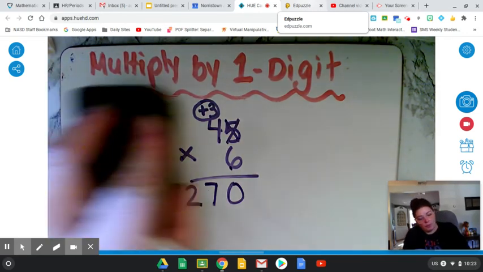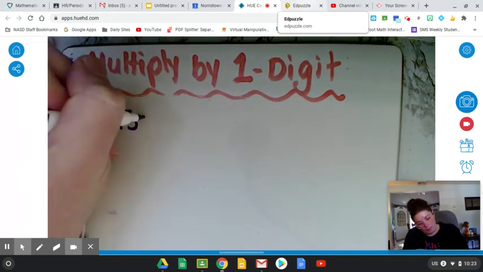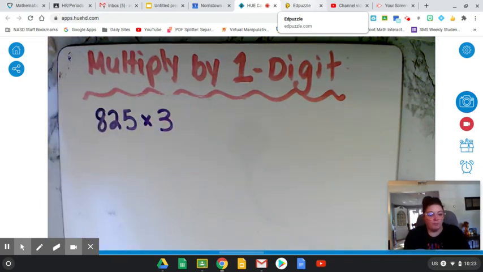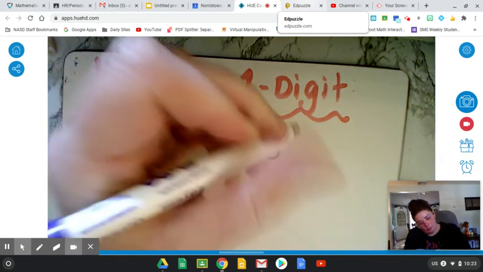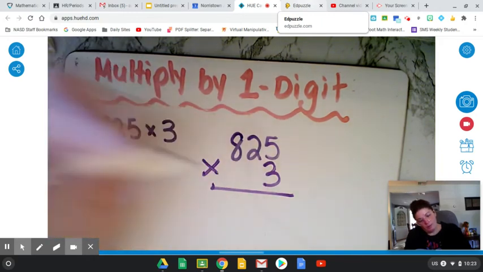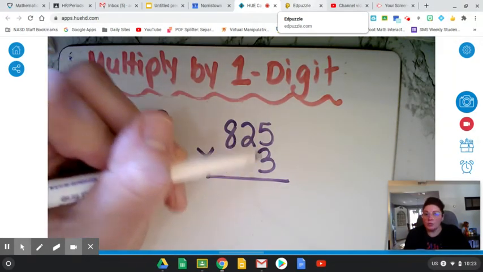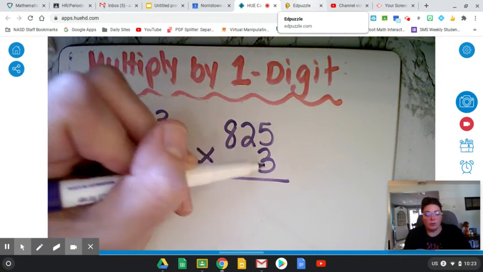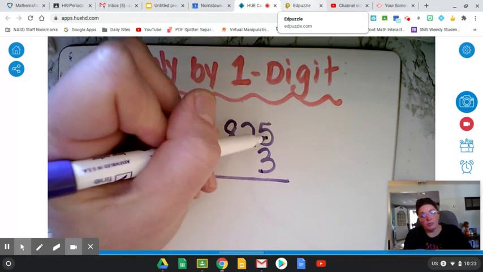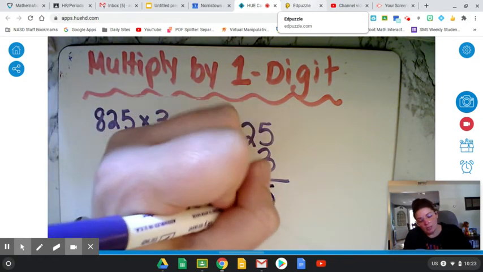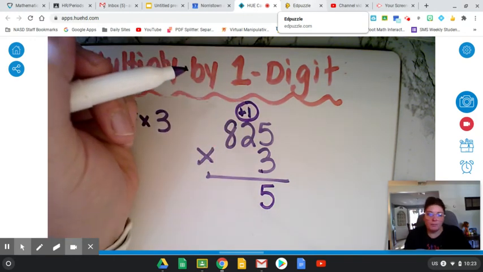All right, let's do a 3-digit factor multiplied by a 1-digit factor. So 825 times 3. I'm going to stack my problem. 3 has to multiply with 825, but let's do individual place values. So 3 has to multiply with the ones place first. 3 times 5 equals 15. I put down my 5 and I carry my 1 to the tens place.